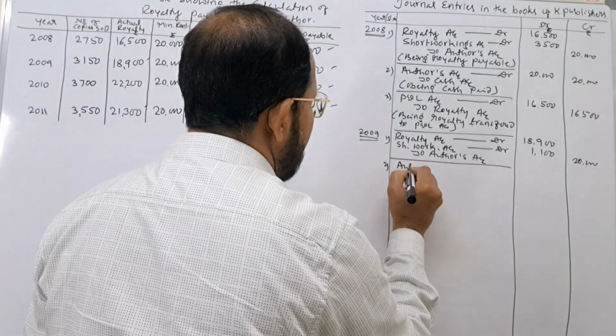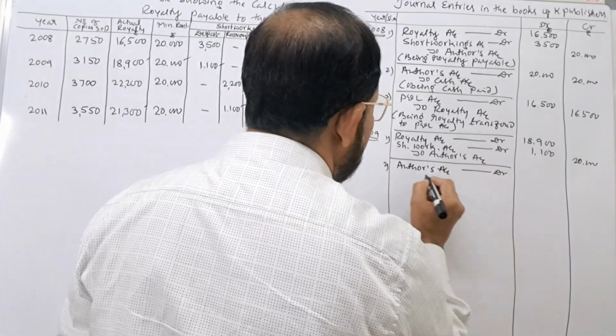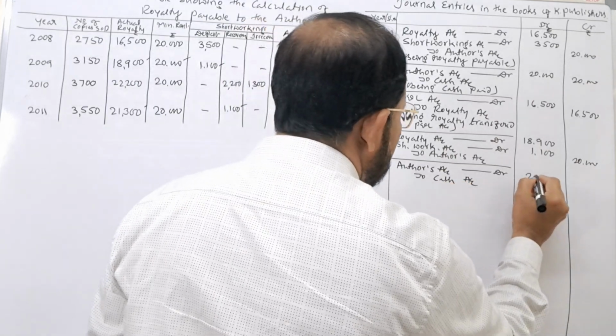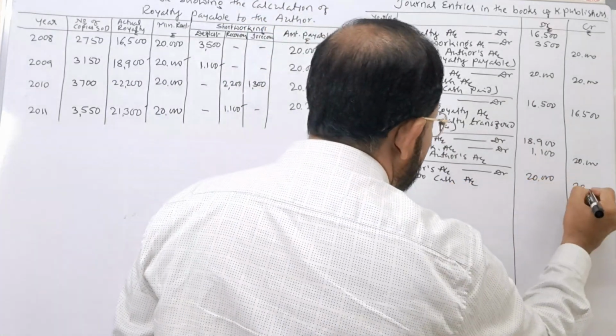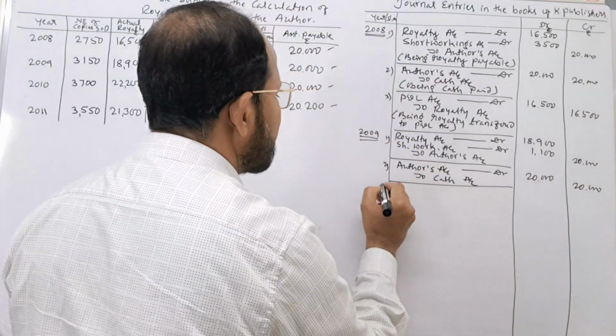Next one is when the payment is made to the author, what is the journal entry? Author's account is debited because he is the receiver of the benefit. Author's account is debited to cash account. How much amount does he get in the second year? Again, rupees 20,000. Write the same narration, being cash paid to author.